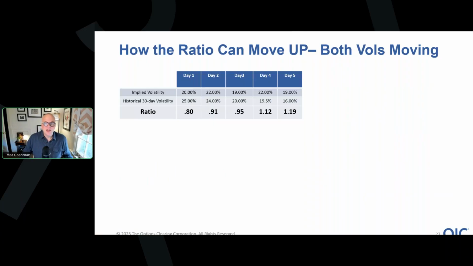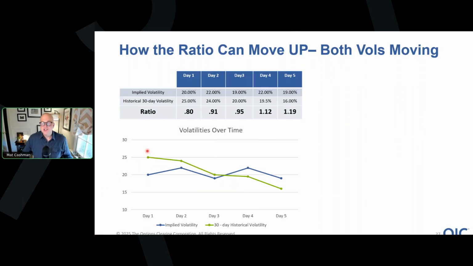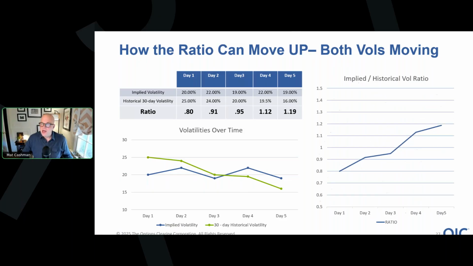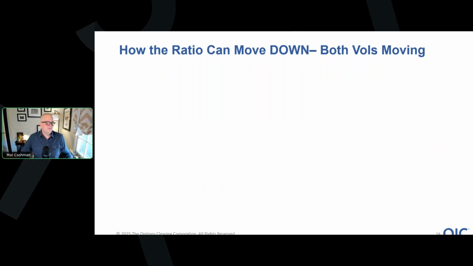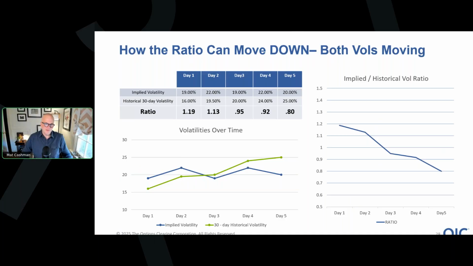Now, both of these vols can also move, right? Both vols are moving here. It's just that the 30-day historical vol is moving faster to the downside than the implied vol is. And so what you get here is the same movement up, but both of them are moving all over the place, but over the course of that 5 days, you get 30-day historical vol much lower, and thus the ratio goes up because the implied vol stays relatively the same. And then you can also have the ratio moving down because 30-day historical vol is moving up over time, and that's going to give you a lower ratio over time.